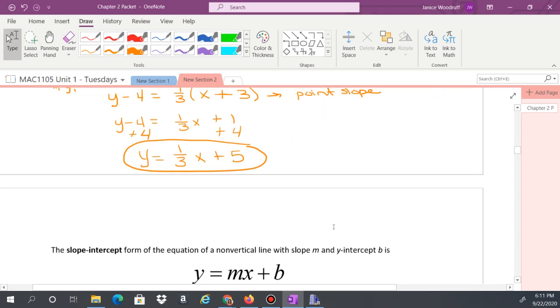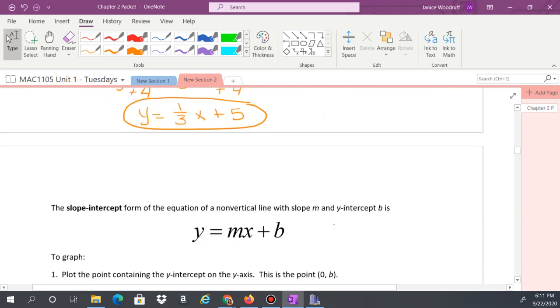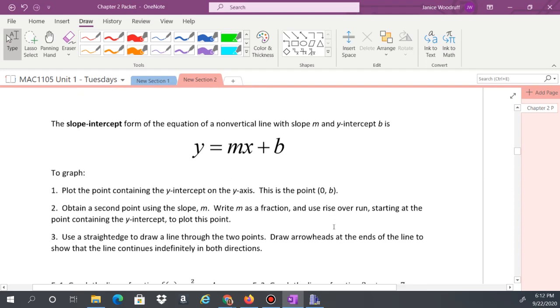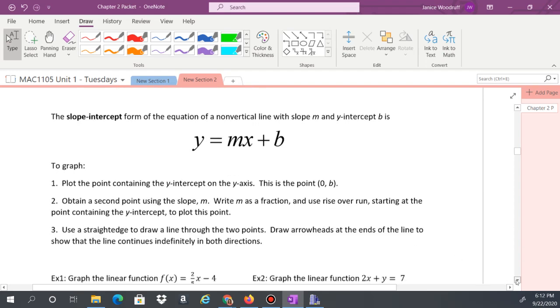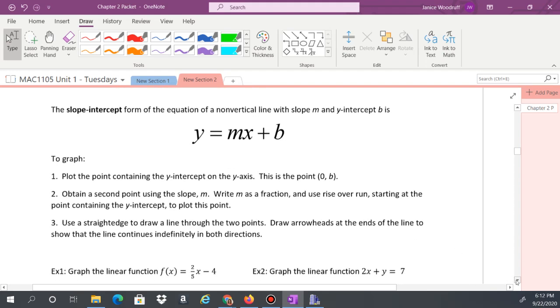And then that is slope-intercept form. So y equals mx plus b is your slope-intercept form. Graphing in slope-intercept form, you identify the slope and the y-intercept. Start at the y-intercept, make a point.